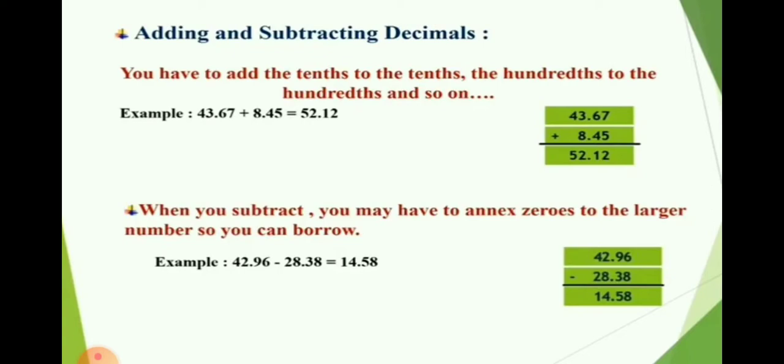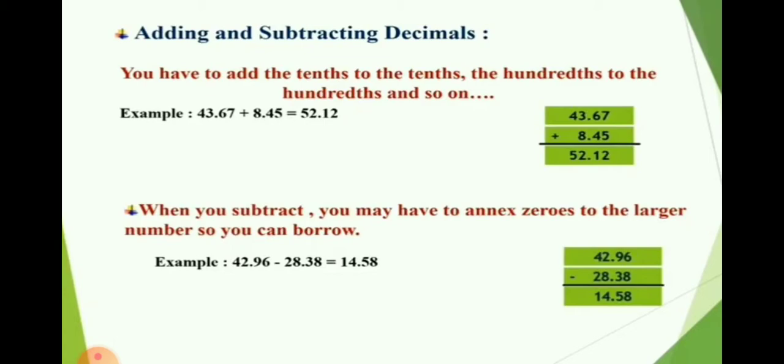Okay, adding and subtracting decimals. You have to add the tens to tens, the hundreds to hundreds, and so on. Students, as we were doing in case of simple numbers that you can see without decimal, like adding the numbers according to the place value, here also we are going to add the numbers according to their place value. The only thing is that we have to put numbers correctly according to their place value, keeping in mind the decimal. Let us add 43.67 plus 8.45.